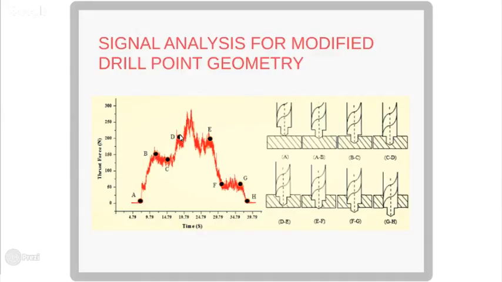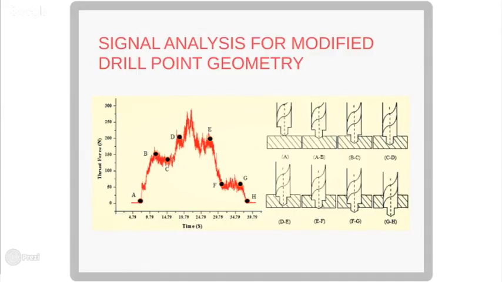when primary as well as secondary cutting edge both perform the cutting operation. Then D to E represent when both the primary as well as secondary cutting edge perform the drilling. Then E to F when only secondary cutting edge performs the drilling.